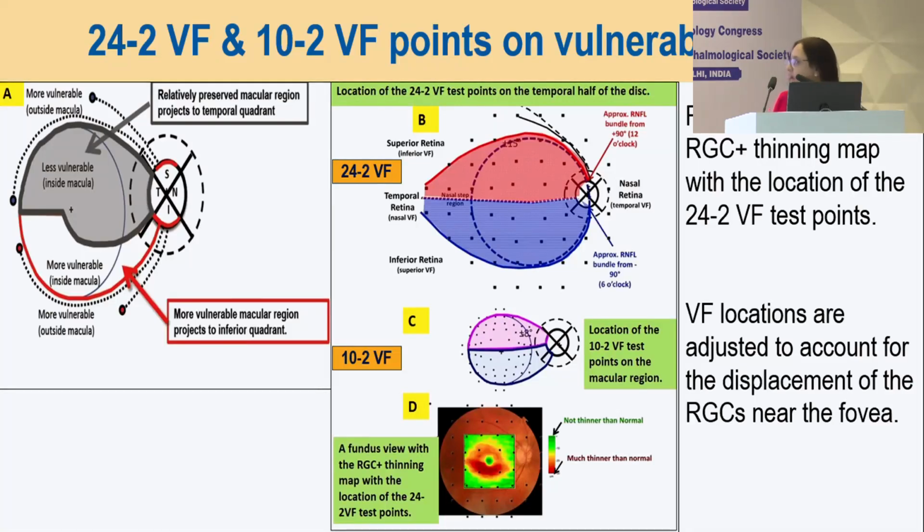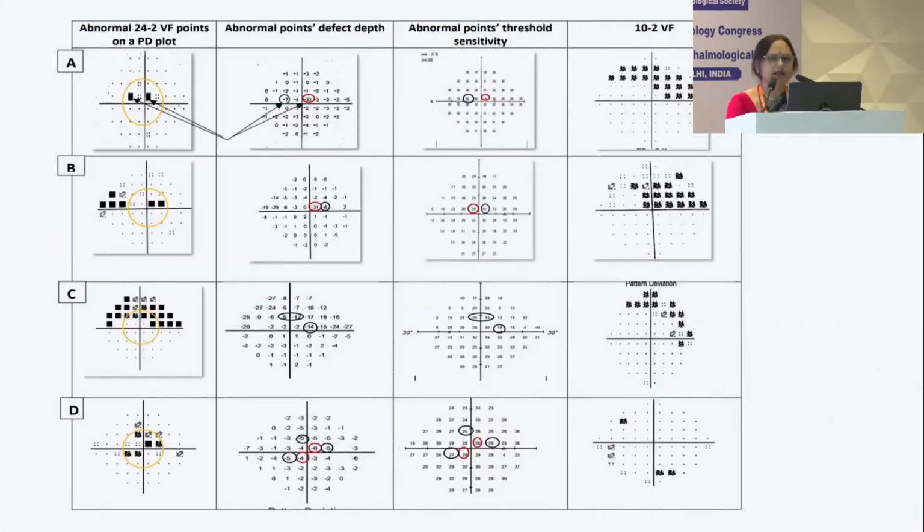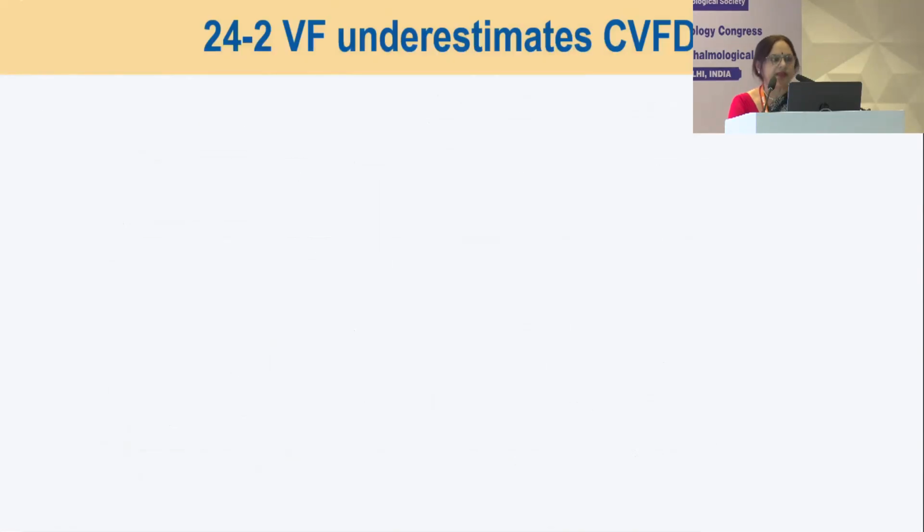Please note here, these 4 points are definitely outside the retinal ganglion cell thinning area. So this is the main reason why the 24-2 visual field either underestimated or missed, underrated the central visual field defects. Now these are more examples of how 24-2 missed or underestimated central visual field defects.